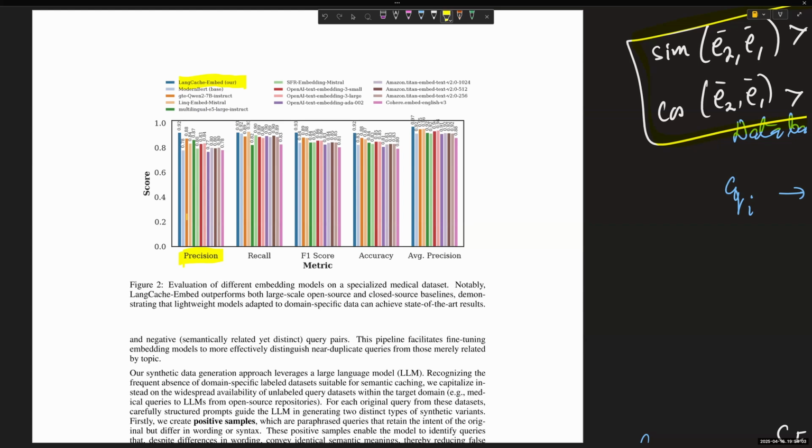So suppose there is a question and you go and look up into the semantic cache and you come back with some other question. Was that really similar to it? The ones that you brought from the cache, or was it actually not a true positive? It was different. So what do you want? You want high precision. So the question is, was it similar or not?